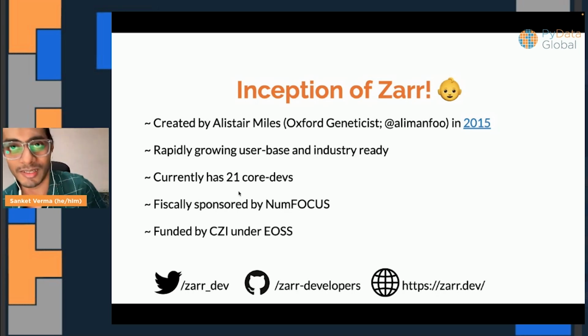We always track the downloads in our PyPI stats, and the numbers have been always increasing. Currently we have 21 core devs for the Zarr Python implementation. It is currently fiscally sponsored by NumFOCUS and also funded by CZI, the Chan Zuckerberg Initiative, the non-profit arm of Facebook, under their EOSS, which stands for Essential Open Source Software.